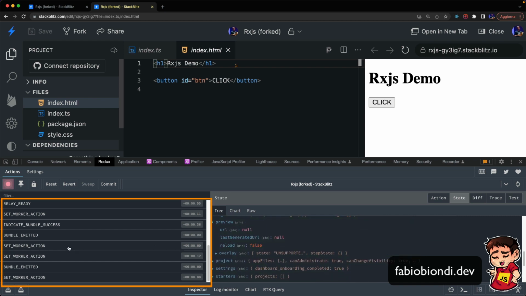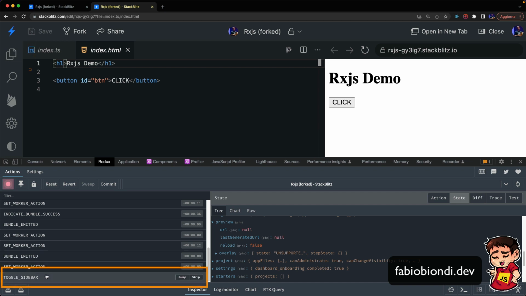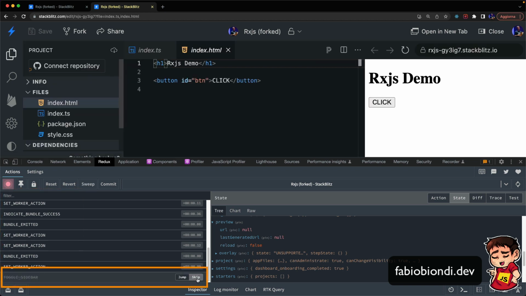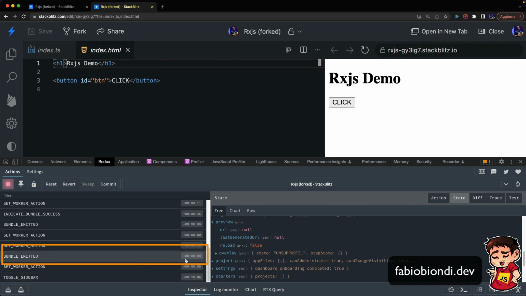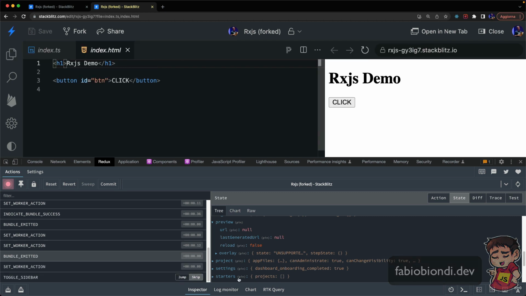On the left side, you can see the action history, very useful to understand the application flow. For example, when I close the project navigation panel, a new action will be emitted. Redux DevTools tracks all these actions, and you will be able to skip this action and see how the application would work without this action, or jump to another one to load a previous state. You can also use the slider and play the application like a video.